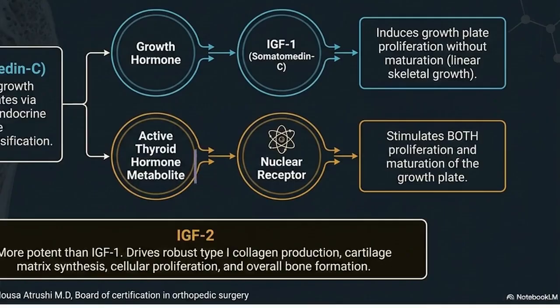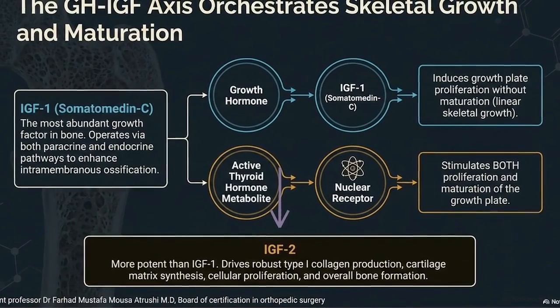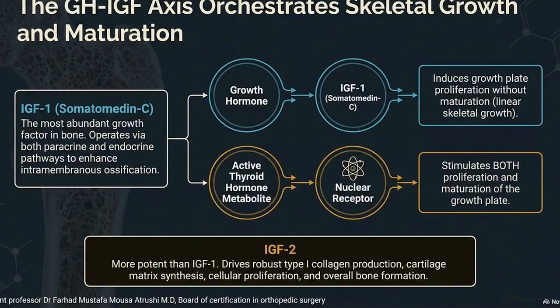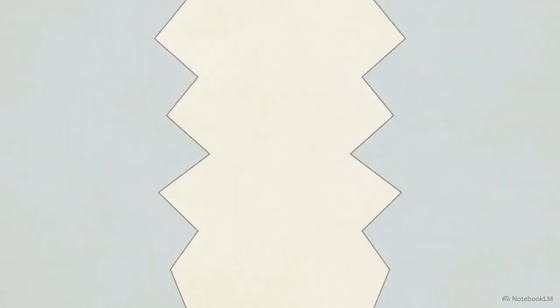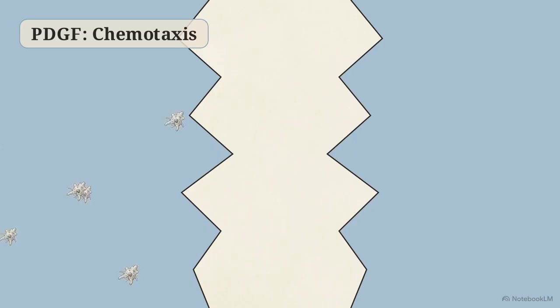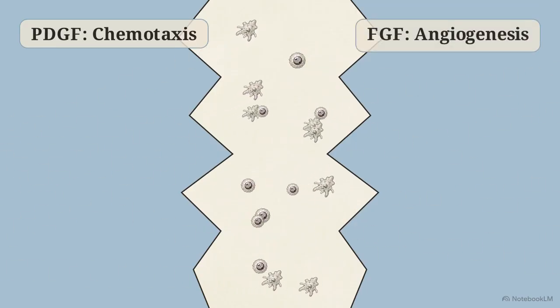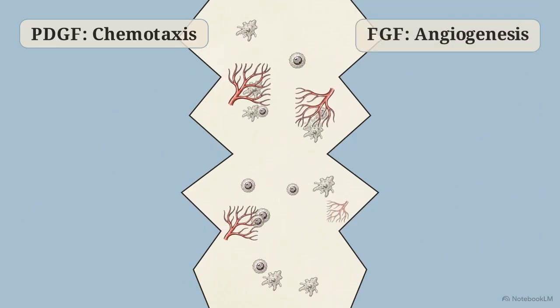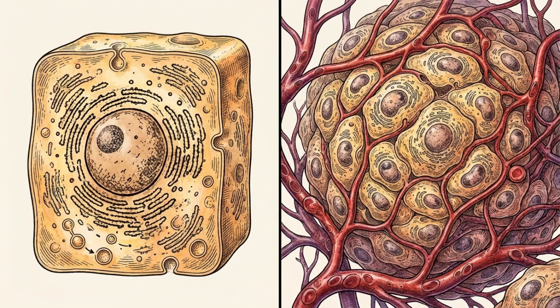Note that IGF-2 is even more potent than IGF-1 in driving type 1 collagen production and the synthesis of the cartilage matrix. To complete the pathway, PDGF signals inflammatory cells to migrate to the fracture site, while FGF initiates the early stages of angiogenesis. BMP establishes a cell's identity as an osteoblast, while tyrosine kinase mitogens provide the volume of cells and blood supply to fill the fracture gap.